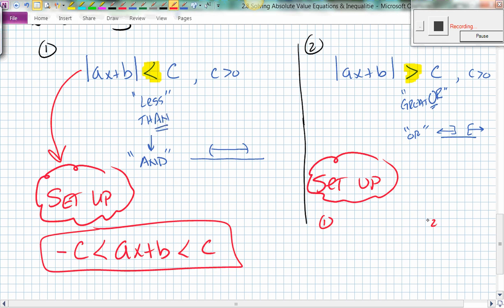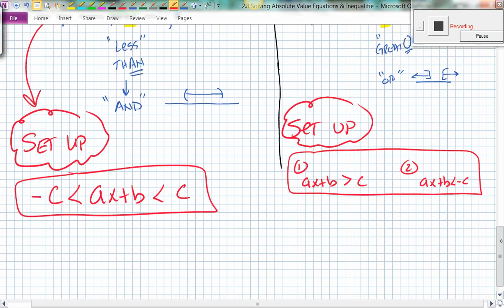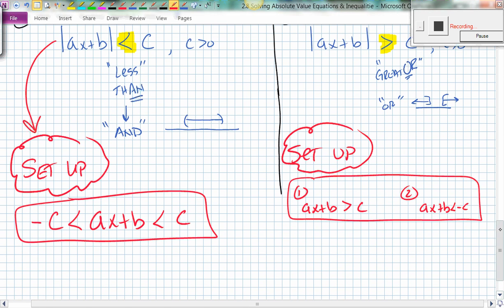1, 2. The two-part is this. The first part is ax plus b is greater than c, or ax plus b is less than negative c. I'm sorry I ran out of room there. There we go. Move it up for you. There you go. Like that. So that's very, very important.